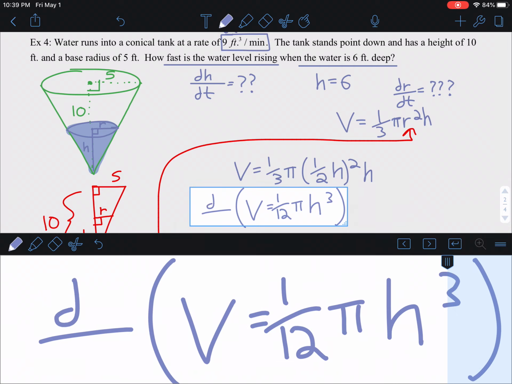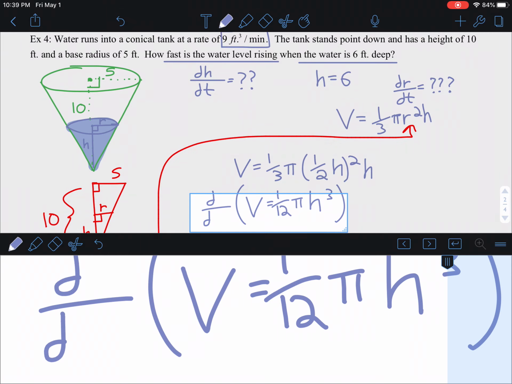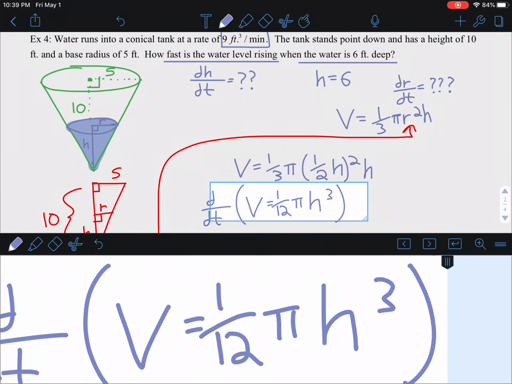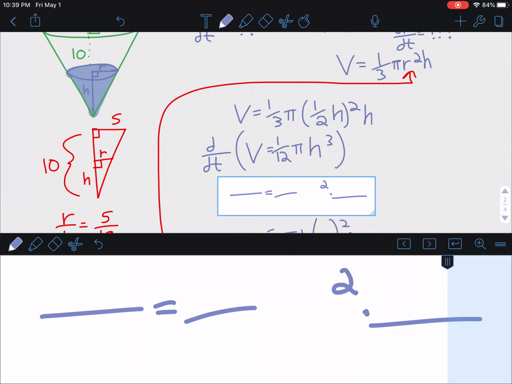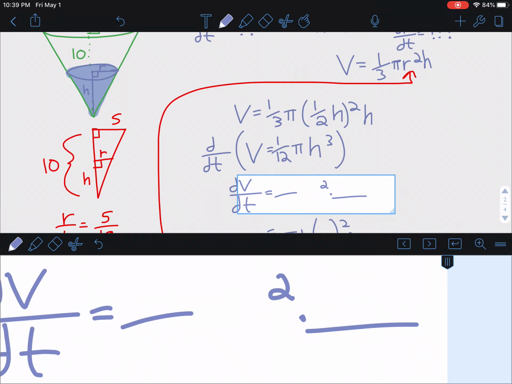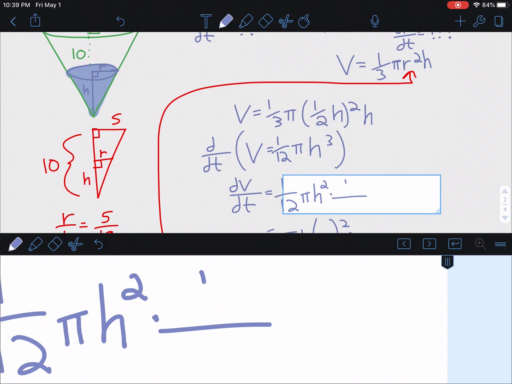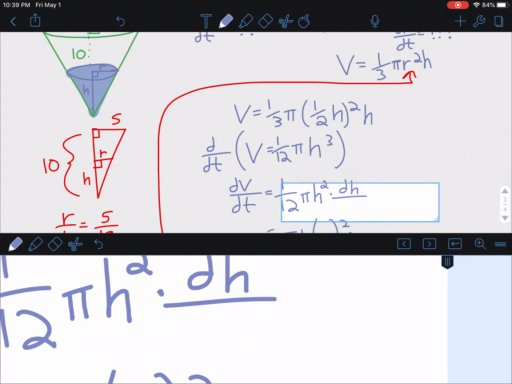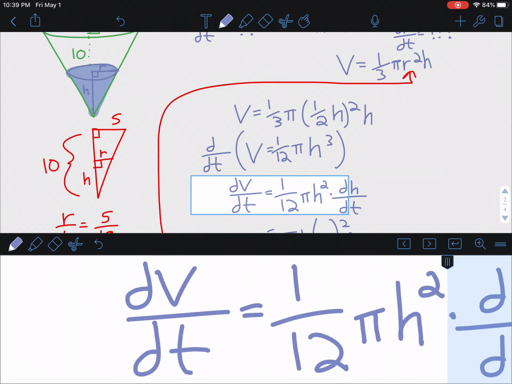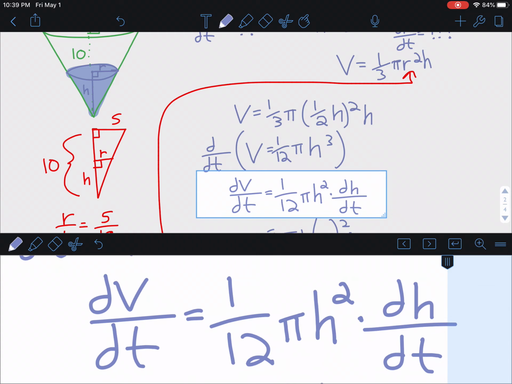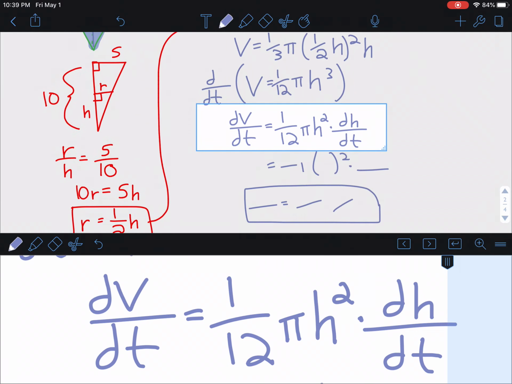And now I can take a derivative with respect to time. And so on the left-hand side, I will get dV over dt equals 1/12 pi times h squared times dh dt. And here is my related rate equation. And now I can go ahead and plug everything in.